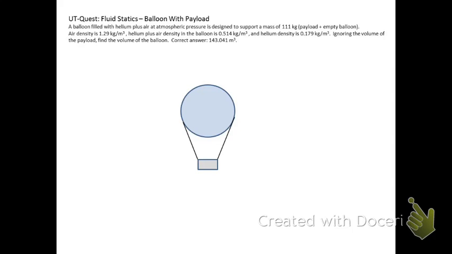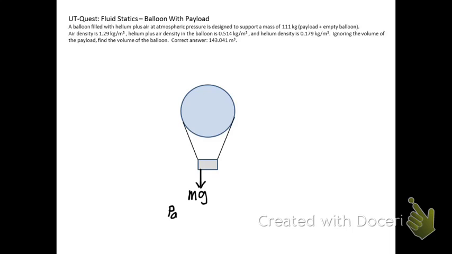Okay, AP Physics, UT Quest problem in fluid statics. This is a balloon with the payload. What often throws students here is there is a distractor. There's more information here than what you need. Okay, let's take a look at our free body diagram.